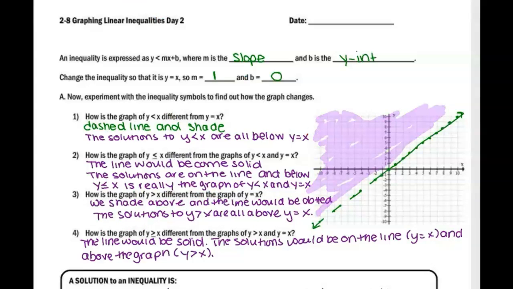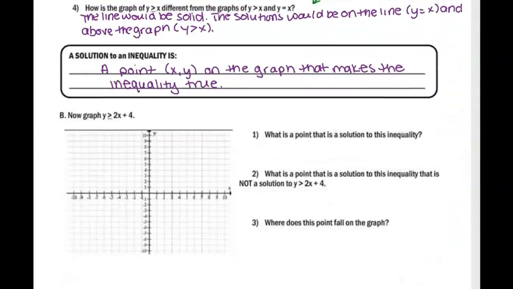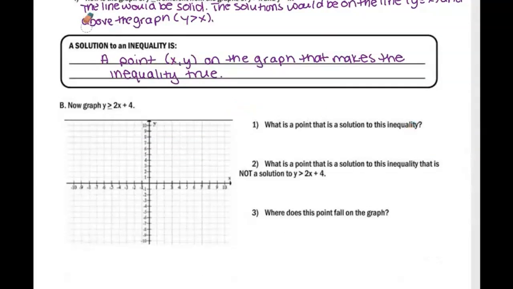And then last, we have y greater than or equal to. So once again, shading remains the same, but now the line is solid because the solutions would come from the line y equals x, as well as the shading above the line. So all in all, we can see 4 different types of examples with that same inequality. So it leads to a solution.